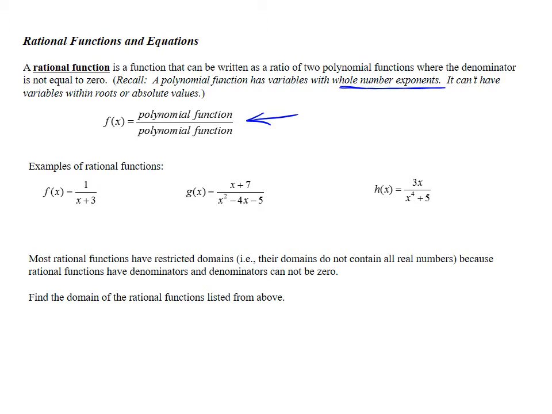Three examples of rational functions I have listed here. f of x equals 1 over x plus 3. You see the fraction, and the variable there is raised to the first power. Here's another example. g of x equals x plus 7 all over x squared minus 4x minus 5. Again, when you look at any of these variable terms, the variable is raised to a whole number power. And then h of x, a third example, 3x over x to the fourth plus 5. Again, each variable that you see within the numerator and denominator is raised to a whole number power.